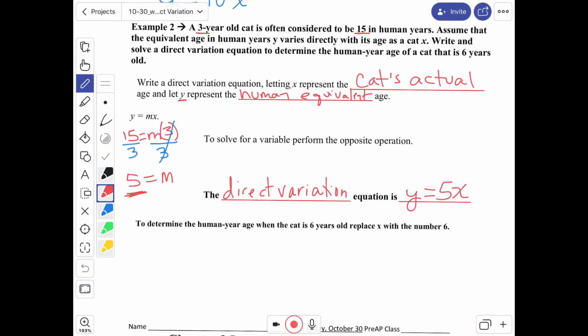So to determine the human age, when the cat is 6 years old, I'm going to replace x with 6. So y equals 5, not times x, but times 6. And 5 times 6 would make 30. So the cat will be 30 human years when he's 6.